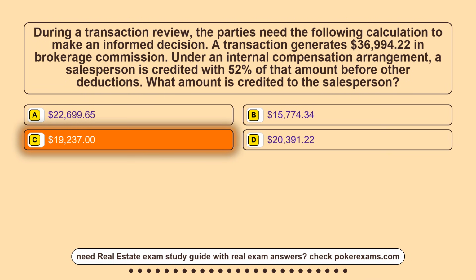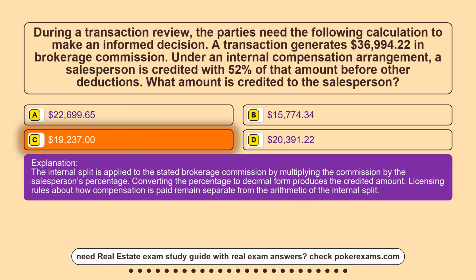$19,237. The internal split is applied to the stated brokerage commission by multiplying the commission by the salesperson's percentage. Converting the percentage to decimal form produces the credited amount. Licensing rules about how compensation is paid remain separate from the arithmetic of the internal split.